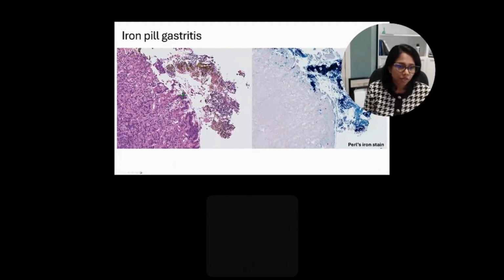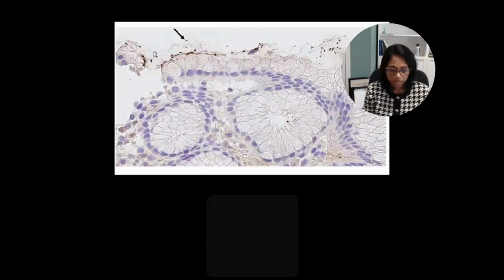To further confirm the presence of iron, you could do a Pearl's iron stain, which will stain beautifully blue with Prussian blue staining, and this confirms it is iron, and the bottom line would be an iron pill gastritis. Sorry.